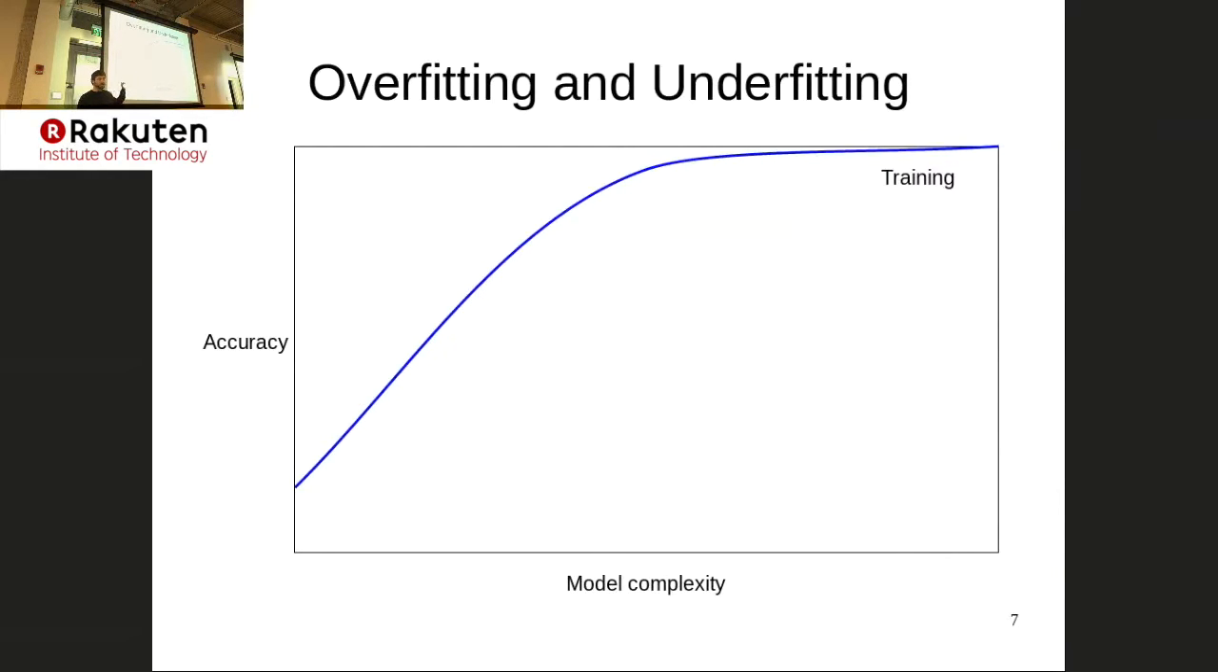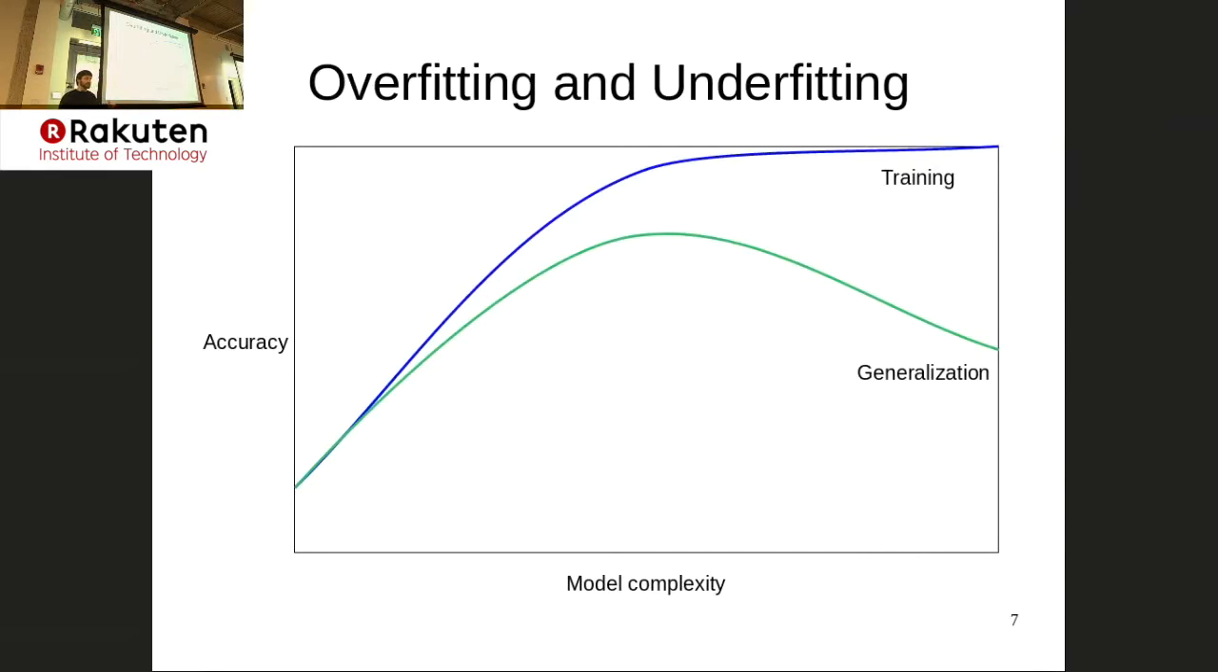And at some point, usually it becomes even perfect. However, when you look at new data that the model hasn't seen yet, well, if the model is too simple, you'll also have very bad performance. But as your model gets more and more complex, you will get better. But at some point, your model becomes too complex, and your generalization performance suffers.